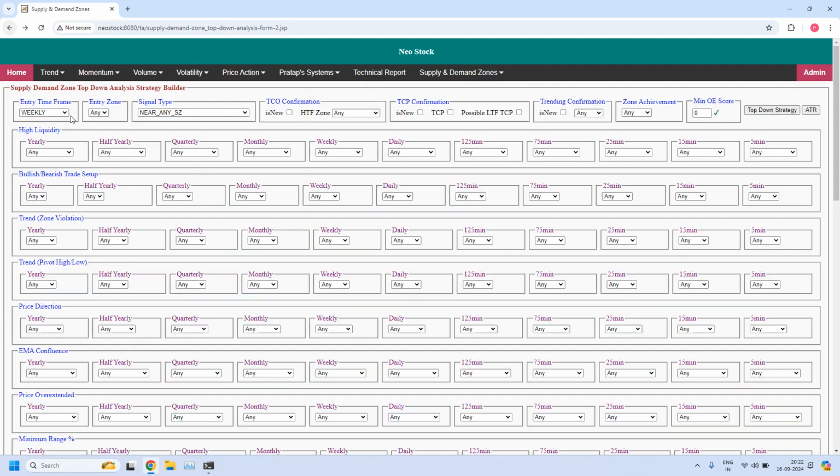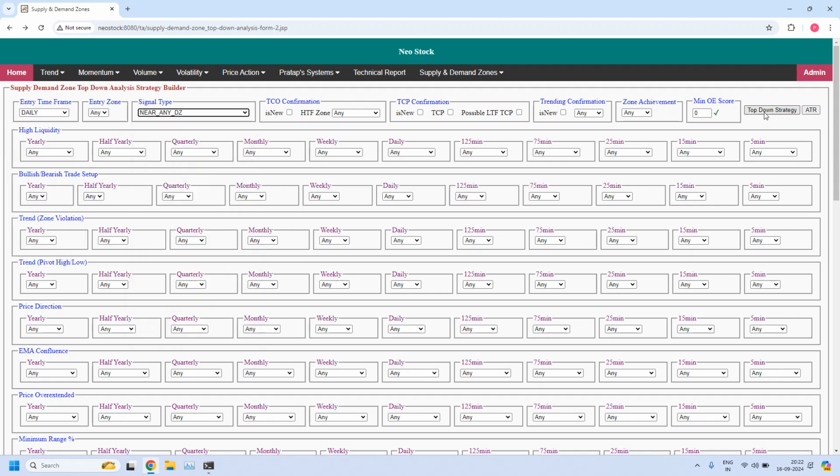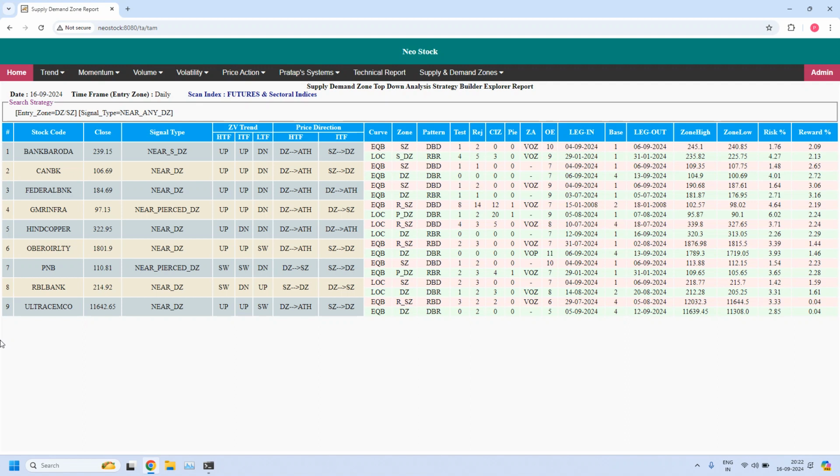Next time frame is daily. Entry time frame is daily. Let us find the stocks near the daily demand zone. 9 stocks are filtered. Let us identify high liquidity daily demand zones from this list. The first one is Bank of Baroda, a daily high liquidity demand zone. That's it. We have only one valid daily high liquidity demand zone from this list, that is Bank of Baroda.